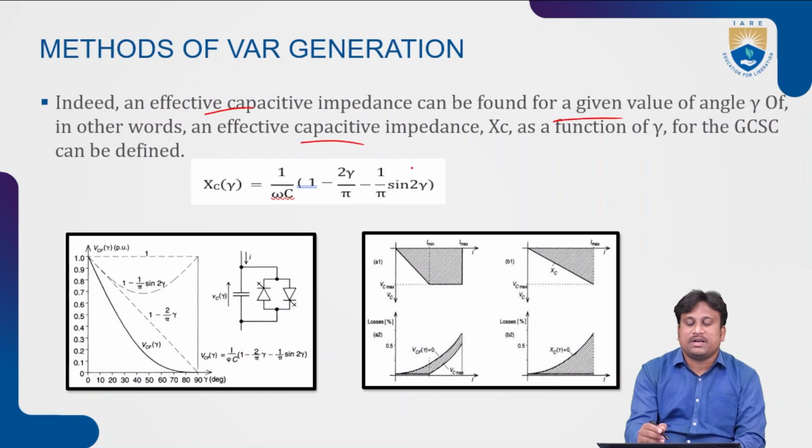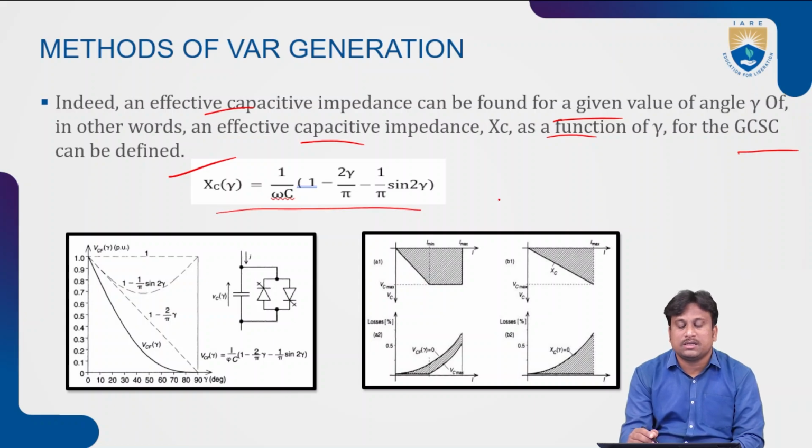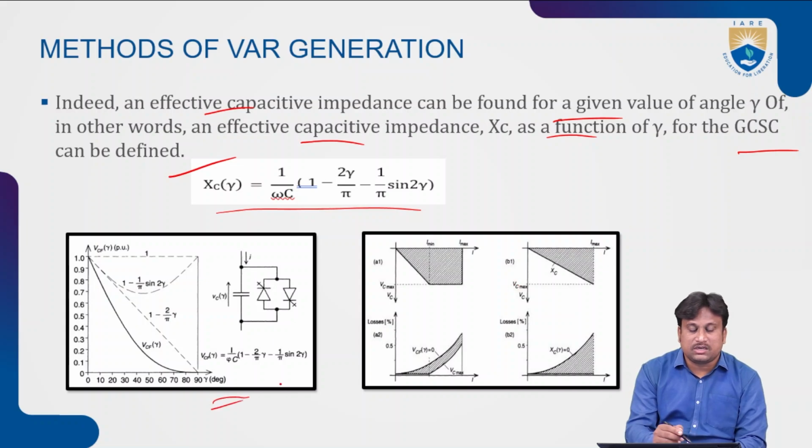So an effective capacitive impedance can be found for a given value of angle gamma. In other words, the effective capacitive impedance Xc as a function of gamma for the GCSC can be defined as Xc of gamma equals 1 by omega C times (1 minus 2 gamma by pi minus 1 by pi sin 2 gamma). Here we can vary the values from 0, 0.1, 0.2 up to 1, that is, gamma is considered from 0, 10, 20, 30, 40 up to 90 degrees.